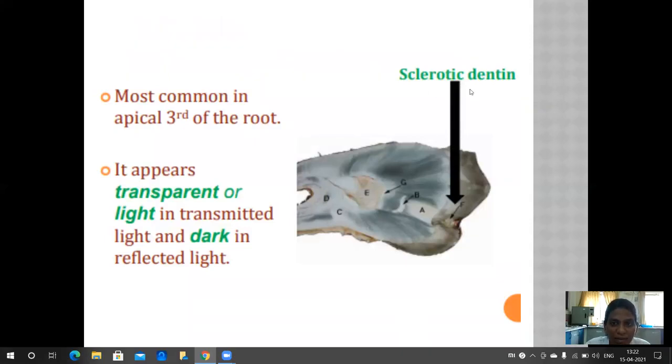This is the sclerotic dentin. It is most common in the apical third of the root. It appears transparent or light in transmitted light and dark in reflected light.